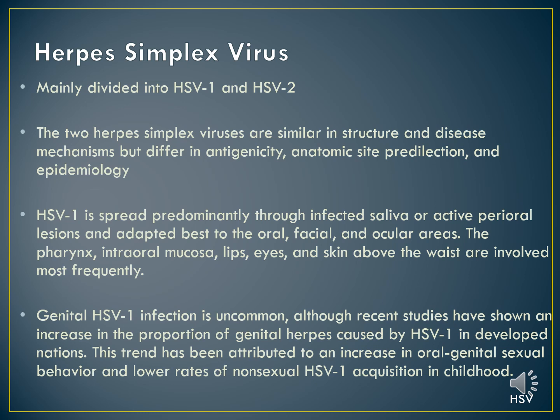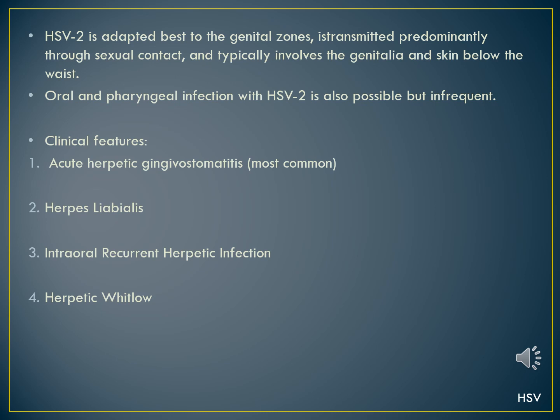Genital HSV1 infections are uncommon, although recent studies have shown an increase in the proportion of genital herpes caused by HSV1 in developed nations. This trend has been attributed to an increase in oral genital sexual behavior and lower rates of non-sexual HSV1 acquisition in childhood. HSV2 is adapted best to the genital zones and is transmitted predominantly through sexual contact, and typically involves the genitalia and skin below the waist. Oral and pharyngeal infection with HSV2 is also possible but occurs infrequently.